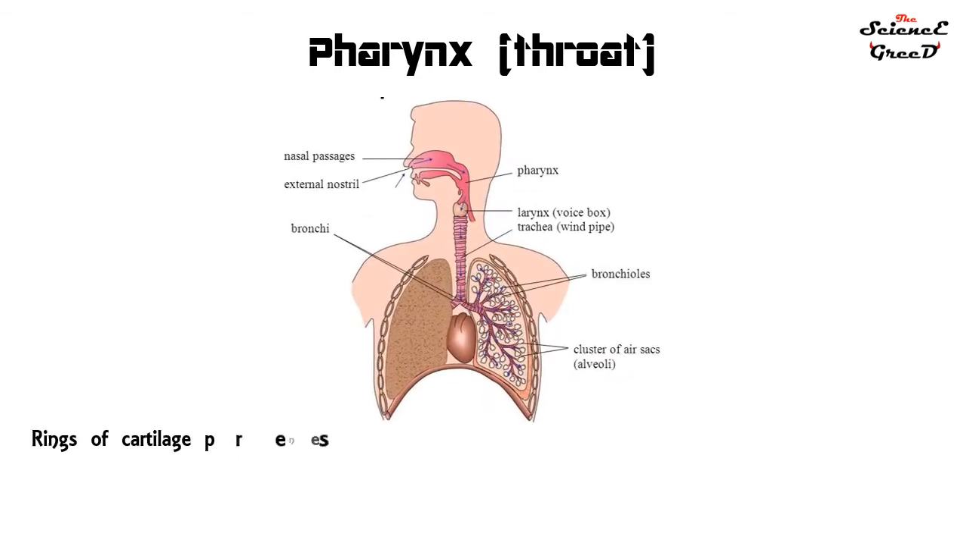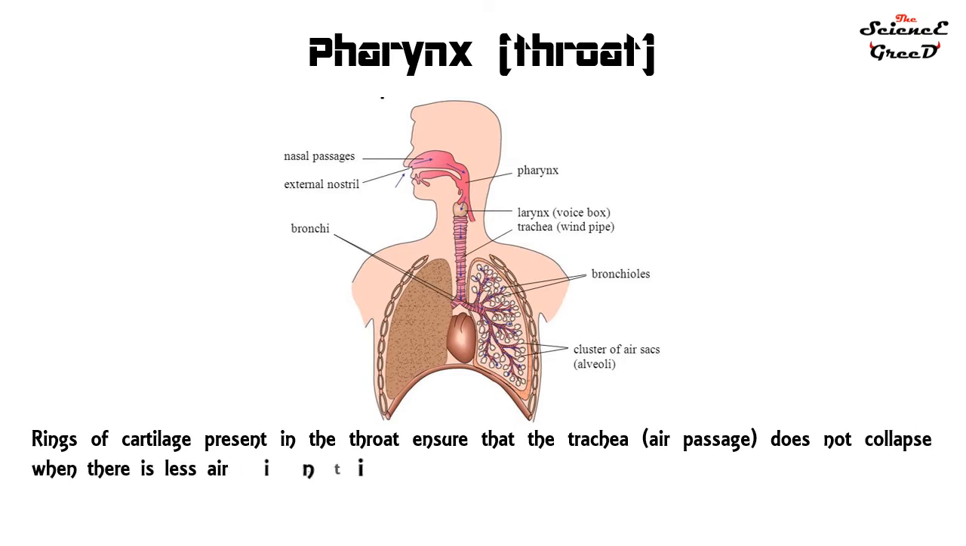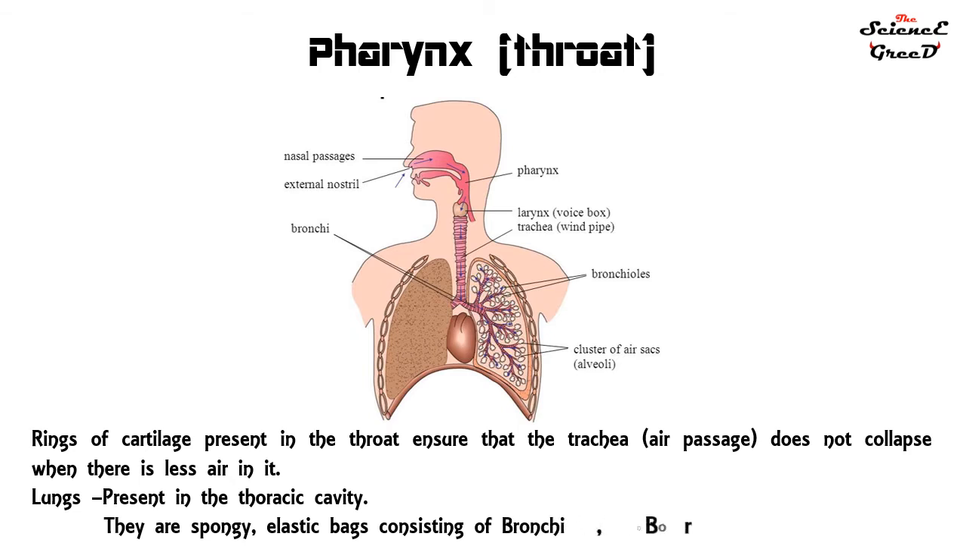Rings of cartilage present in the throat ensure that the trachea, the air passage, does not collapse when there is less air in it. Lungs, present in the thoracic cavity. They are spongy, elastic bags consisting of bronchi, bronchioles, and alveoli.